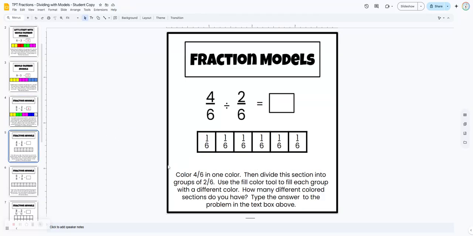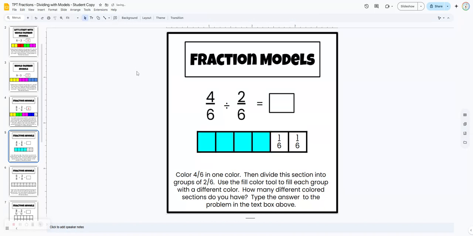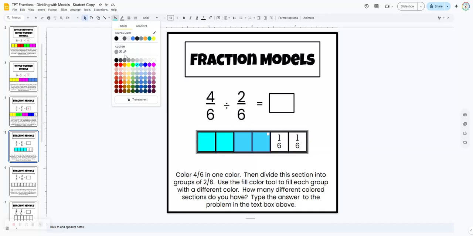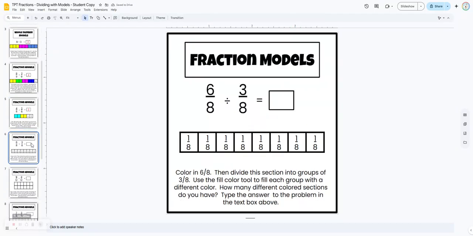The next slide we have sixths, so we want to highlight 4 sixths because that's what we're dividing. So we're just going to color in 4. And now we want to divide it into groups of 2 sixths. So 2 of these we want to have a different color. And 4 sixths divided by 2 sixths gives us 2 equal groups, and our answer is 2. They're going to do this again on the next slide with eighths. They want to highlight 6 of these squares and divide them into groups of 3 eighths.